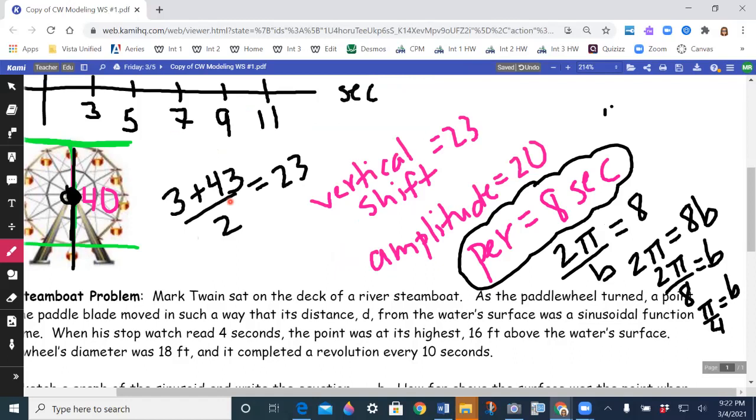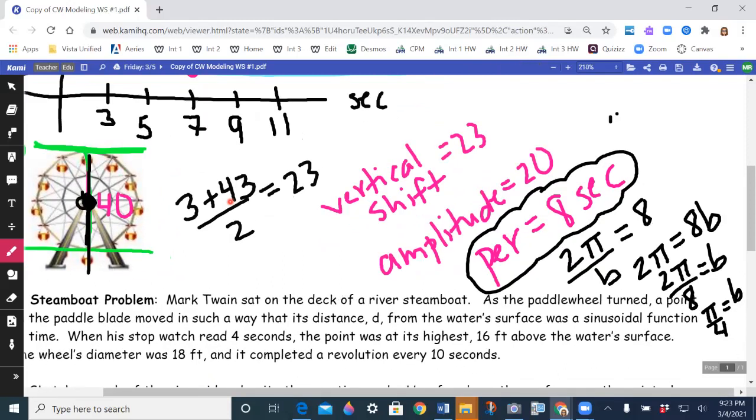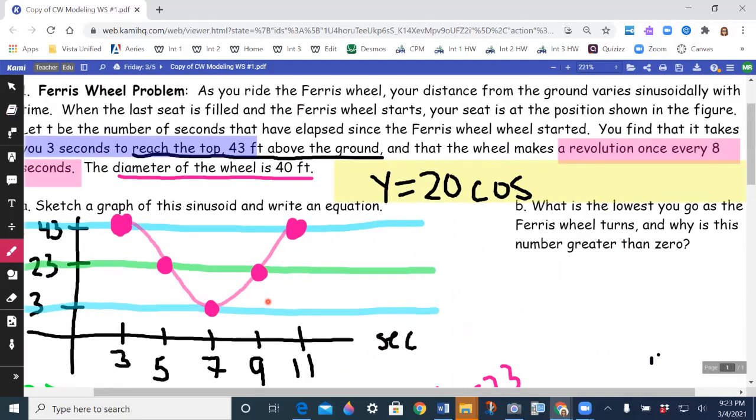Now, we're used to having our B be a normal number. But if your x-axis or your period is normal numbers, you're going to end up with a B that has a pi in it. But you can always take the formula for period, which is 2 pi over B, and set it equal to the period to figure out what the B is. So our B is pi fourths. I'm going to come up here, and for my B, I'm going to put pi fourths.